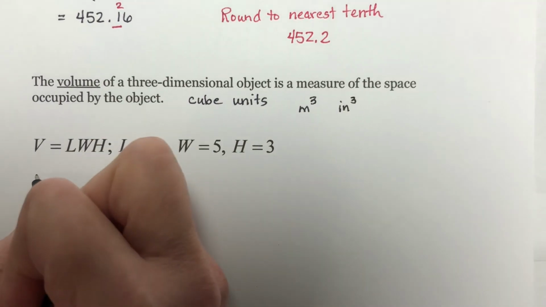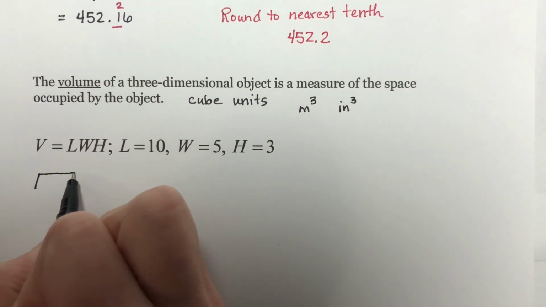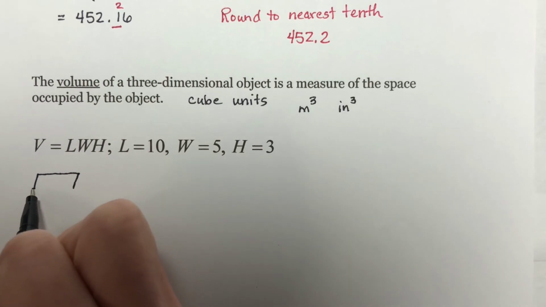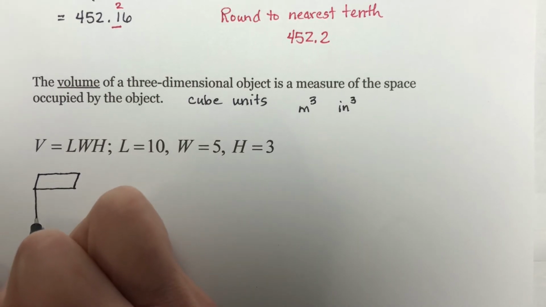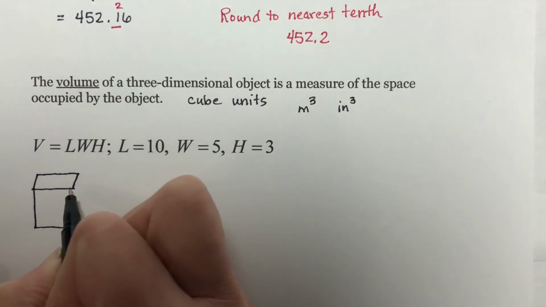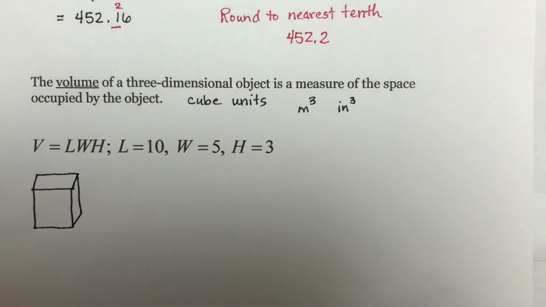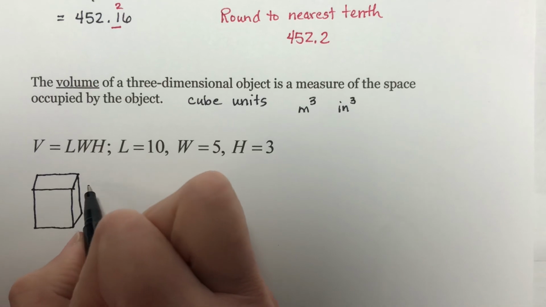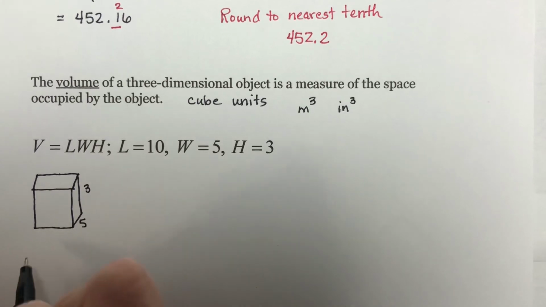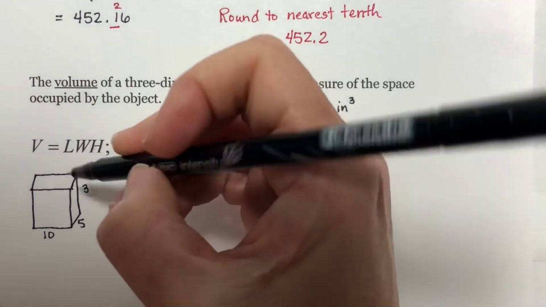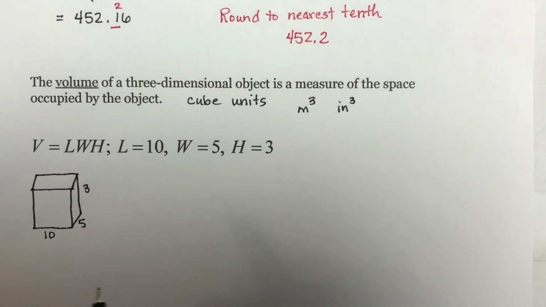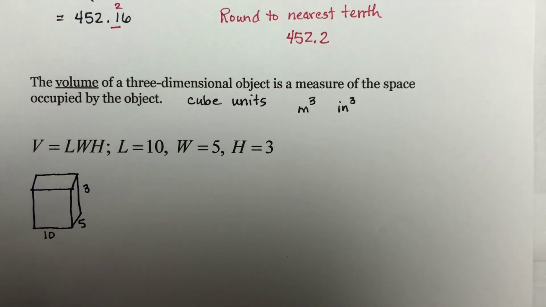This is the volume of a, please excuse my bad drawing skills, a right rectangular solid, aka a box of some kind. Your length, and it doesn't matter which is length, width, and height. So let's say this is 3, this is 5, and this is 10. So it's 10 here, 5 this way, and 3 up. But if you flip the box on its side, you might label them differently, but it's still the same box. So it really doesn't matter which way you do it.